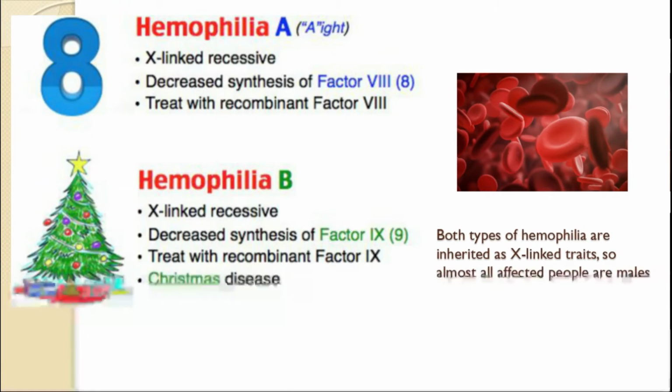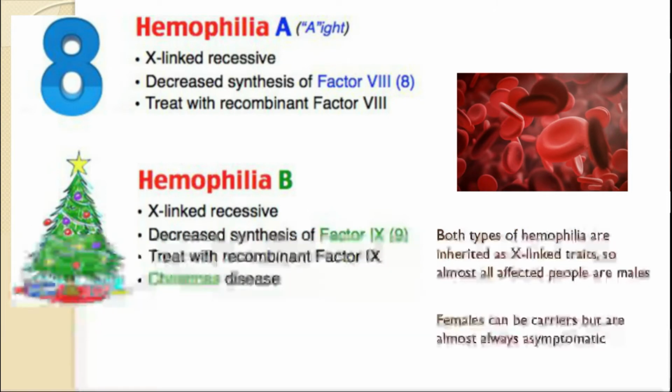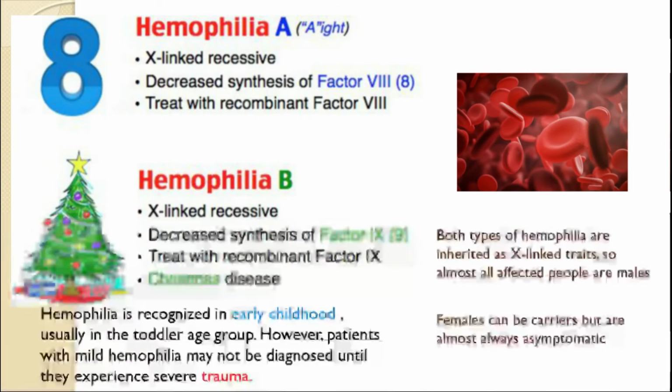Now, both types of hemophilia are inherited as X-linked traits, so almost all affected people are males, although females can be carriers, but are almost always asymptomatic. Hemophilia is recognized in early childhood, usually in the toddler age group. However, patients with mild hemophilia may not be diagnosed until they experience severe trauma or surgery.